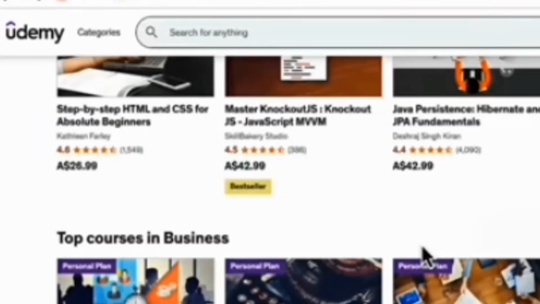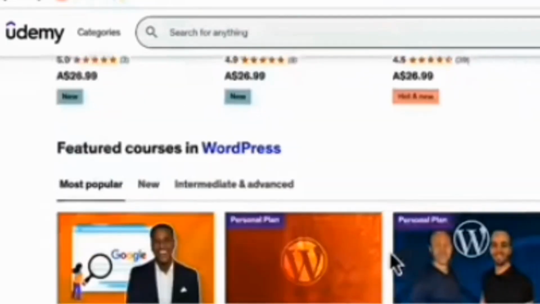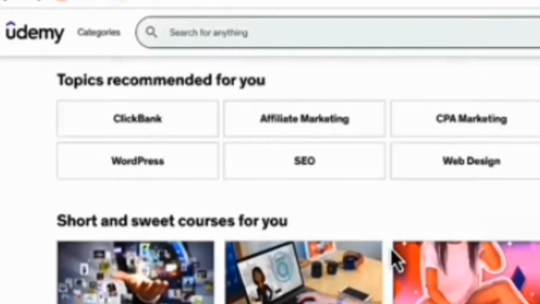Now, the next way in which you can use Google Gemini is to create a course. People are selling courses on Udemy. Udemy is paying a lot of money to course creators. So what you need to do is that if you have a niche, for example, investment or finance, you can create a course, then sell it on Udemy.